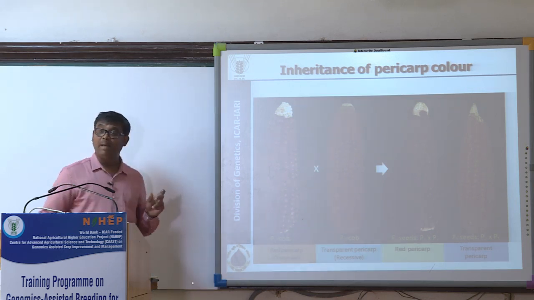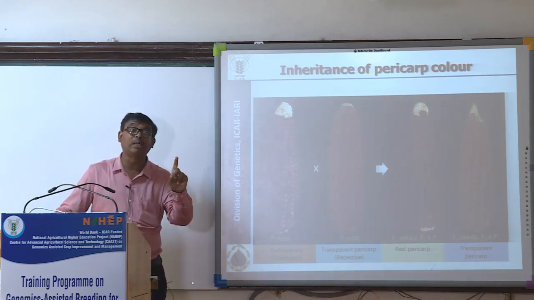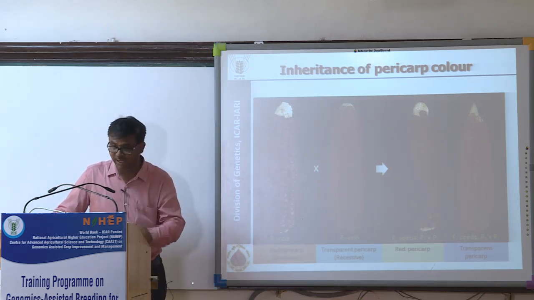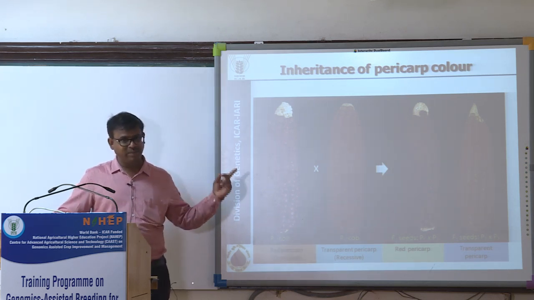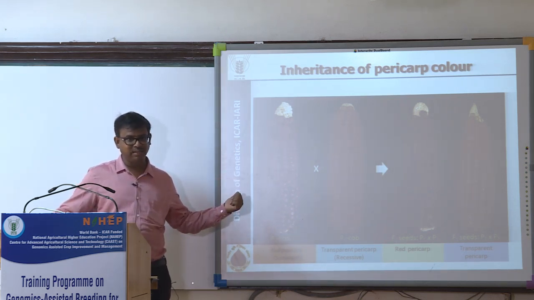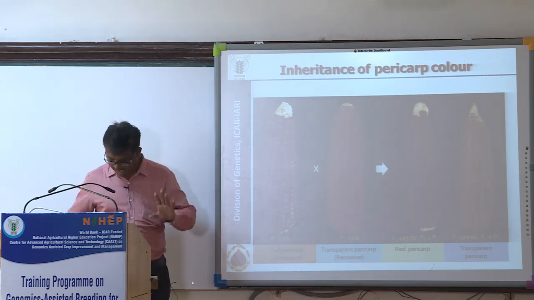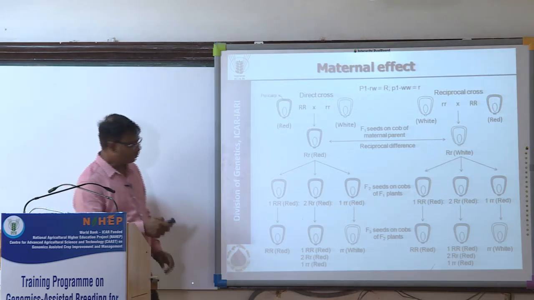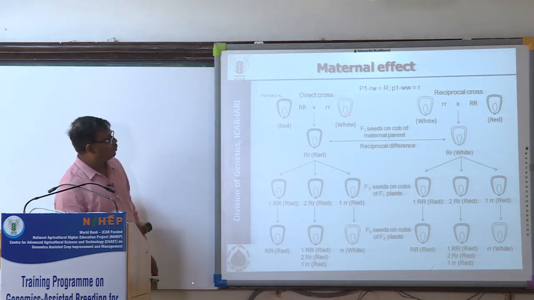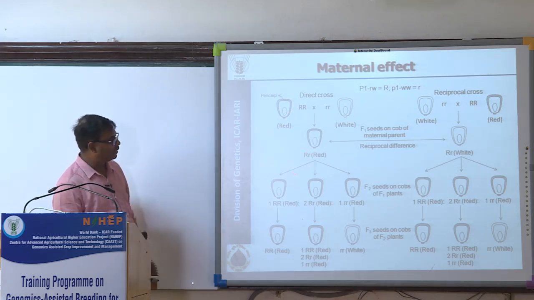The same thing happened with Mendel's seven characters, with seed coat color. One was grey, another was white, isn't it? If you cross, same thing, if you use grey as female, your F1 seed will be grey, and that is what it is. Look here, it is a grey pericarp with white. F1 would be grey because the pericarp is coming from the mother.